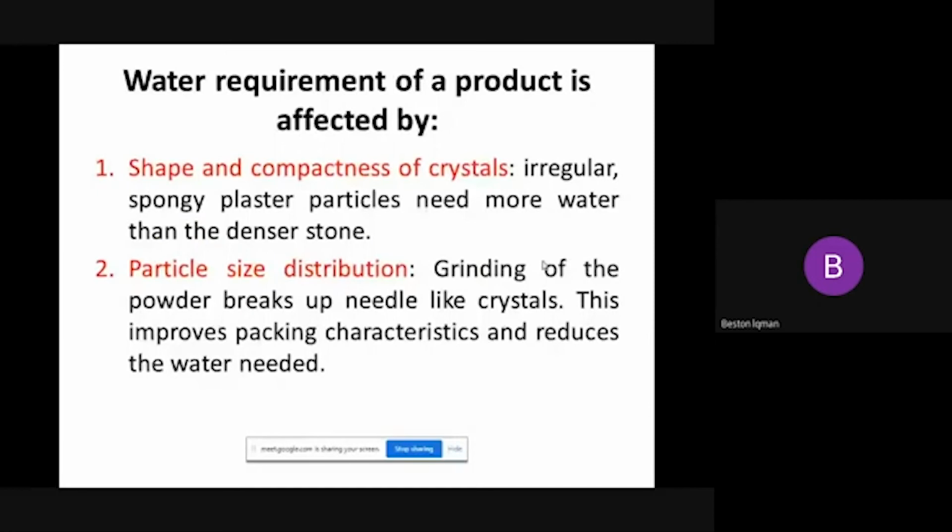The water requirement of a product is affected by two factors: the shape and compactness of the crystal, since irregular crystals need more water than denser crystals, and the particle size distribution. Usually grinding of the powder breaks up needle-like crystals, which improves packing characteristics and reduces the water needed. If the particles are next to each other, the voids decrease, so it needs not too much water.